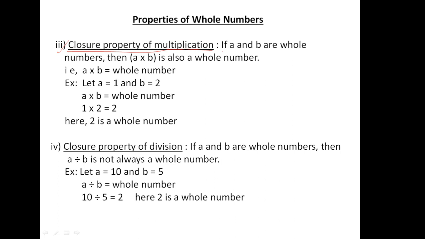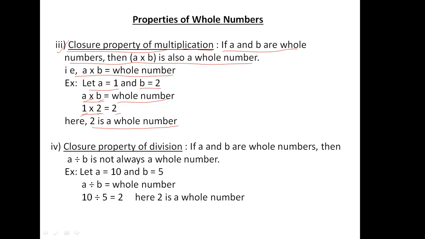Now we will move to the third one, closure property of multiplication. This property says that if a and b are whole numbers, then a into b is also a whole number. That is, if we multiply any two whole numbers, the result will be a whole number. For example, suppose a equals 1 and b equals 2. When we multiply 1 into 2, it will be 2. 2 is what? A whole number.